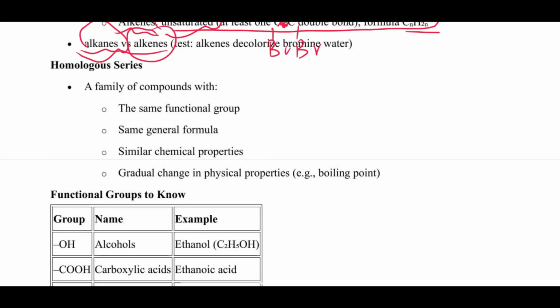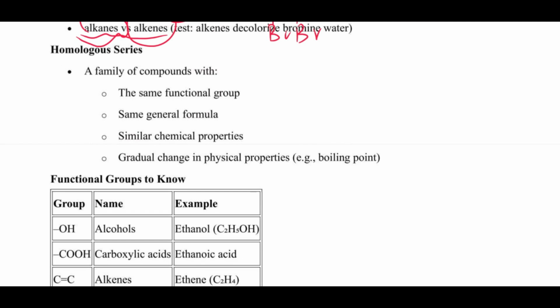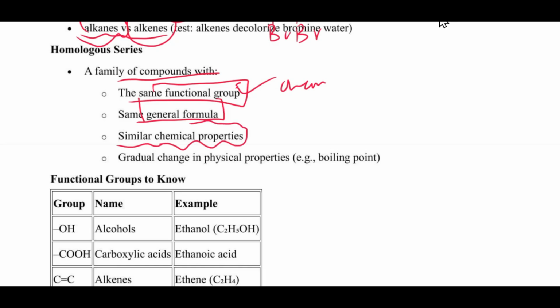Now let's see the homologous series. I already told you homologous series depends on the functional group. Every compound which has the same functional group belongs to one homologous series. So it is a family of compounds with the same functional group, and of course when the functional group is the same, the general formula will also be the same. And the functional group is what decides the chemical properties in organic compounds, so they will have similar chemical properties.